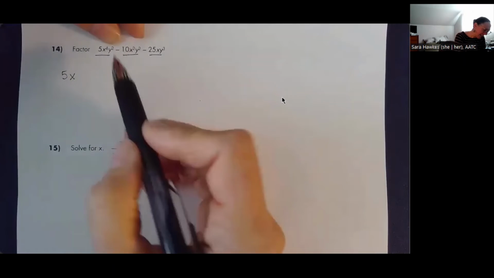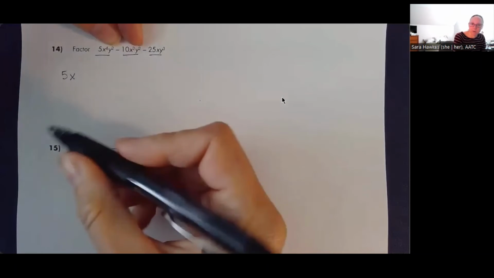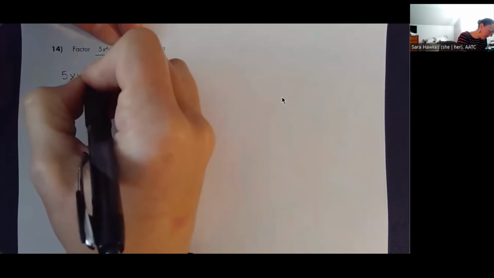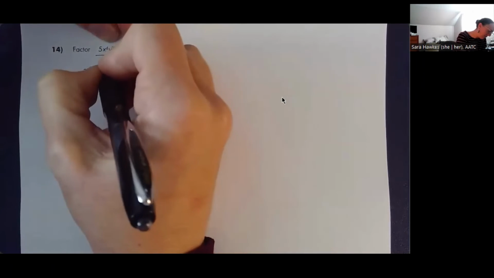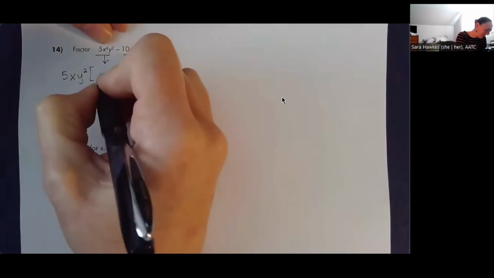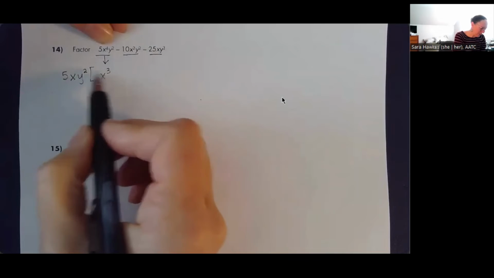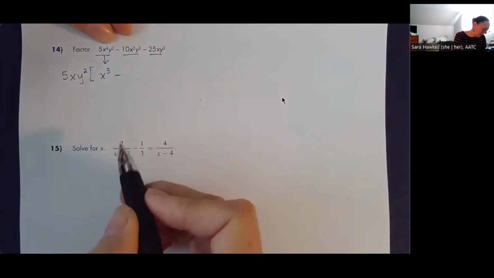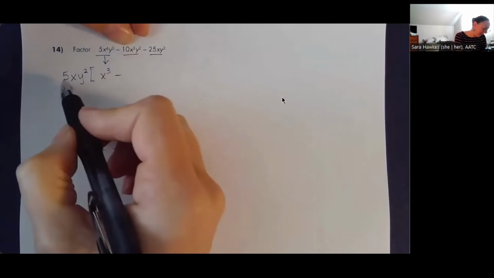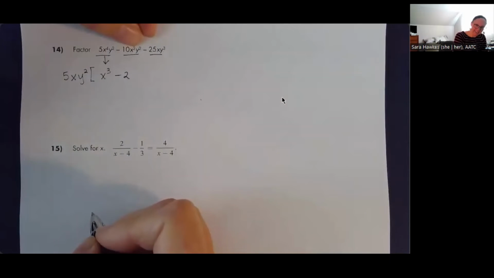If I look at my y's, I have 2 y's, 2 more y's, 3 y's over here. So the highest number of y's I can pull out is 2. If I pull a 5, an x, and a y squared out of the first term, what I'll be left behind with is x cubed. Now, when I say left behind, that means that if I were to multiply these 2 terms together, I would get back to where we started. Looking at that next piece, 5 times what would give me the negative 10, and that's going to be a negative 2.